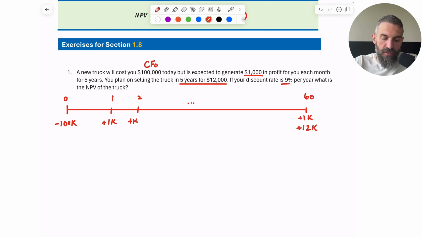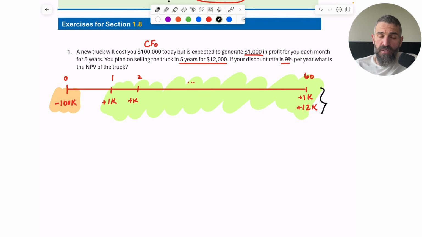What we have here, I'll highlight in green. Those are all inflows, and the outflow is at the start. To find the net present value, I'm going to start by finding the present value of all my inflows, and then I'll subtract from it $100K. Then you start to go into your repertoire of formulas. What do I have here? I have 1,000, 1,000, 1,000. That's an ordinary annuity, so to find the present value, I'm going to use my ordinary annuity formula.